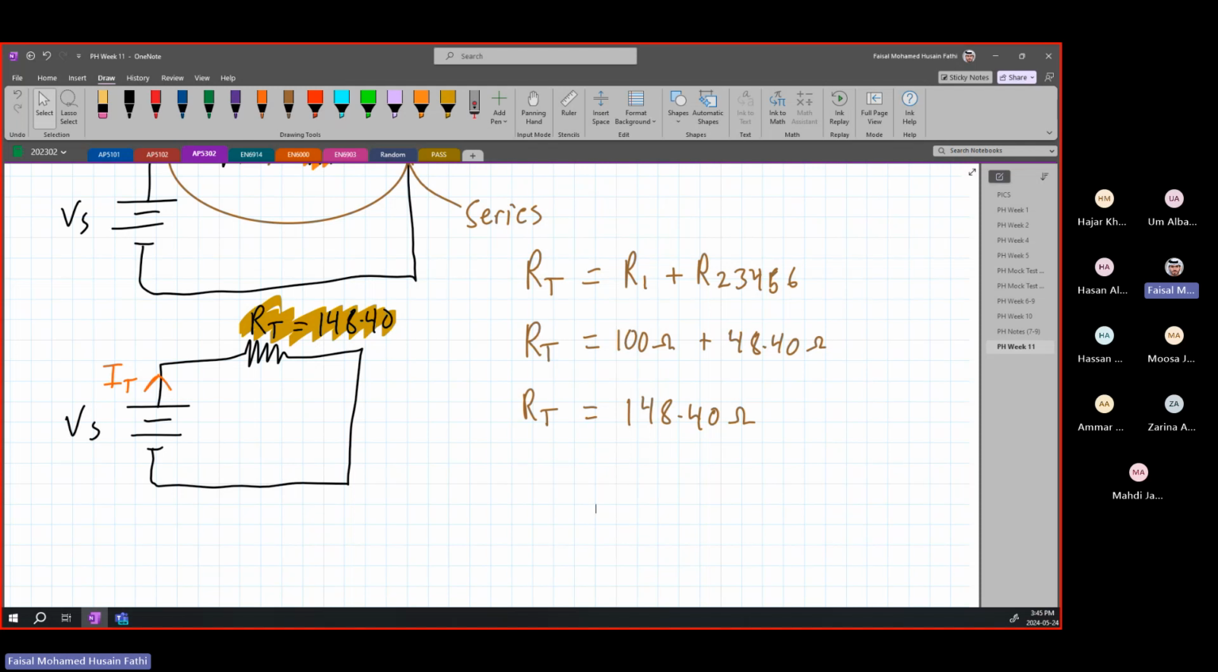Any questions about reduction, about multiple resistors? Anything about that? Anything not clear? No? Okay.